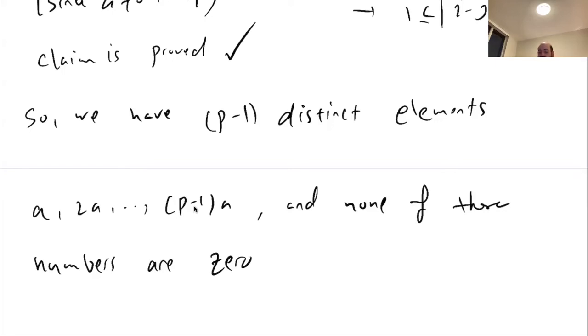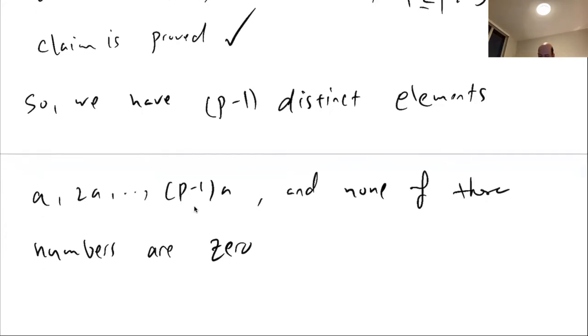So 0, of course, is 0, and also any multiple of p is 0. But because we are multiplying 1 or 2 all the way to p minus 1 times a, none of these numbers are 0. So none of these numbers are 0.